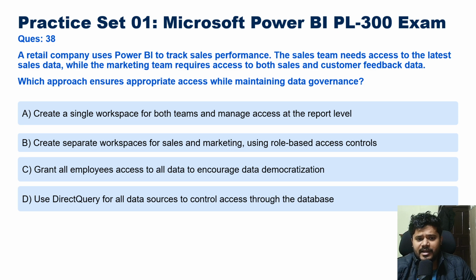Option A: create a single workspace for both teams and manage access at the report level. Option B: create separate workspaces for sales and marketing using role based access controls. Option C: grant all employees access to all data to encourage data democratization. And option D: use direct query for all data sources to control access through the database. So yeah, these are the four options.